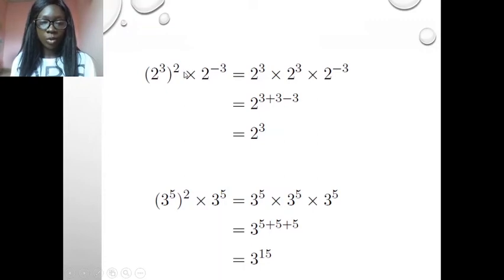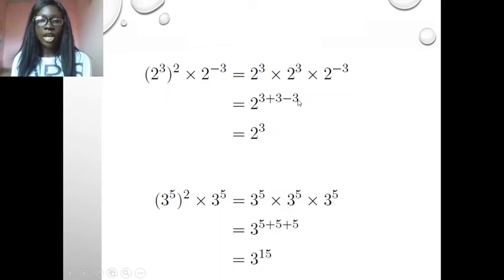Now we are done for the first one. Now multiplied by 2 to the power of minus 3. So you observe again that the base of these numbers are the same. So we have 2. Now let's take the power just the way it is. Don't be scared of the minus. So this first 3 is positive 3, and this second 3 is the positive 3. So we have plus 3. And the third 3 is negative. And we have minus 3.